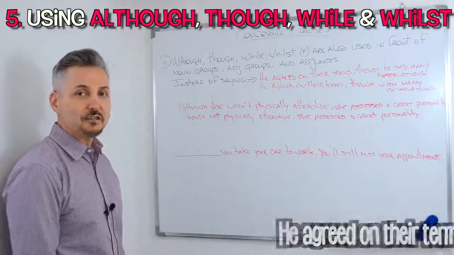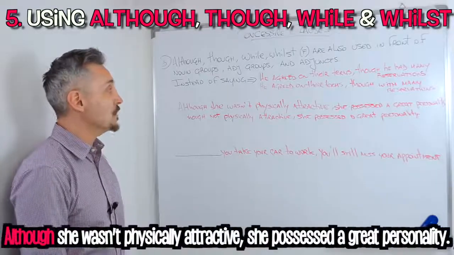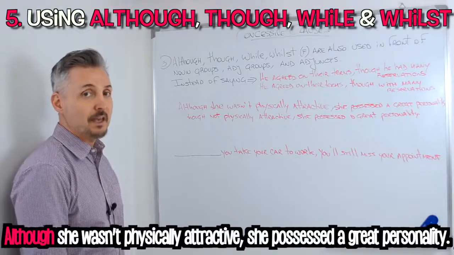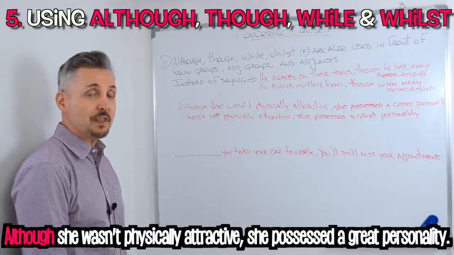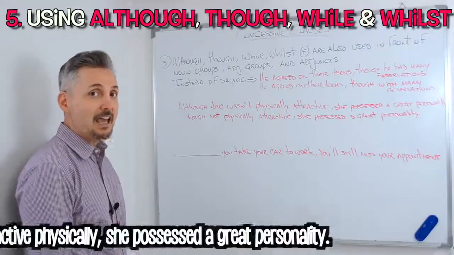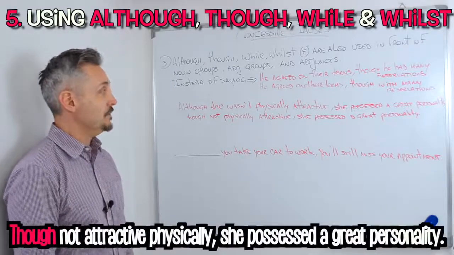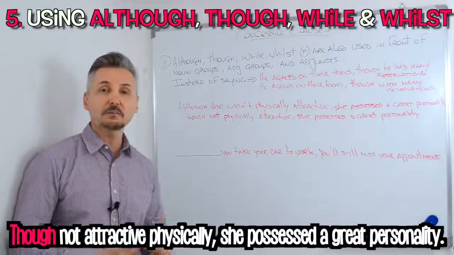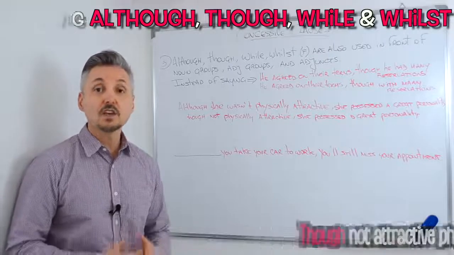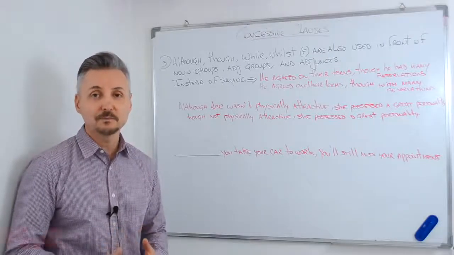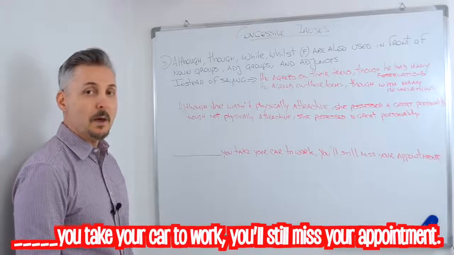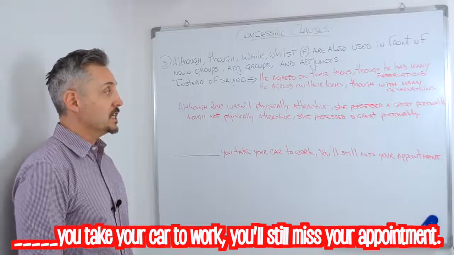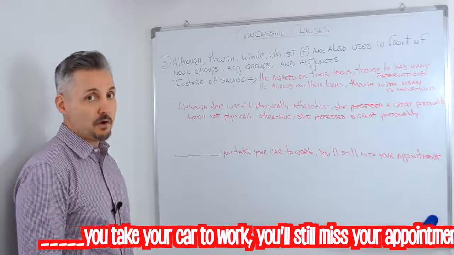So one of my introductory examples was, although she wasn't physically attractive, she possessed a great personality. And to replace it with an adjective group, we can even say, though not physically attractive, she possessed a great personality. As you can see, we have many ways of saying the same thing using concessive clauses. So can you complete this sentence? You take your car to work, you'll still miss your appointment.